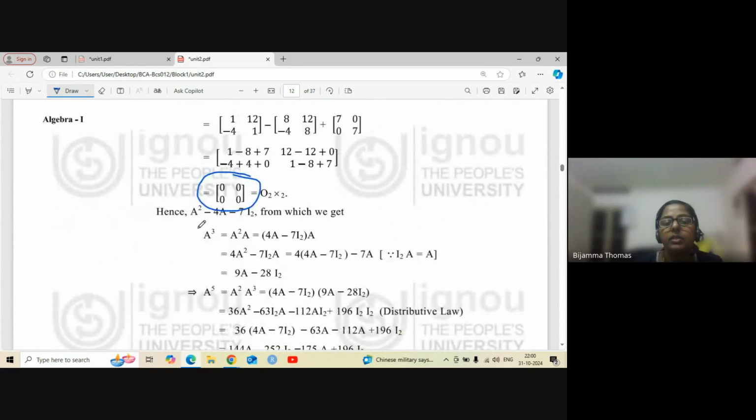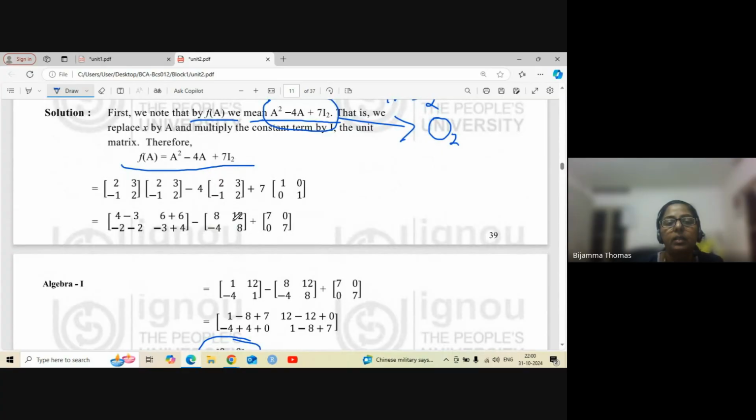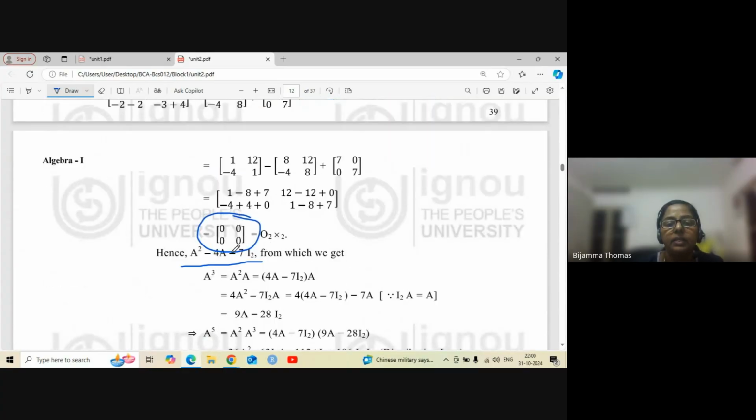Okay, so see, this is our matrix A square minus 4A plus 7I, right? This is 7, right?